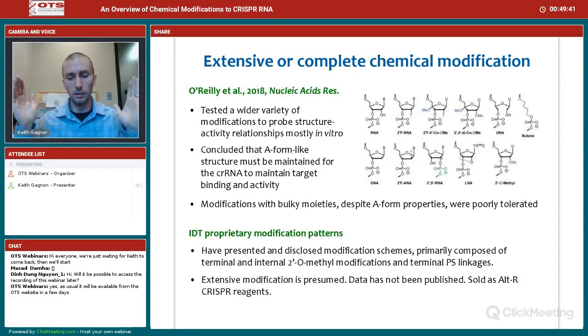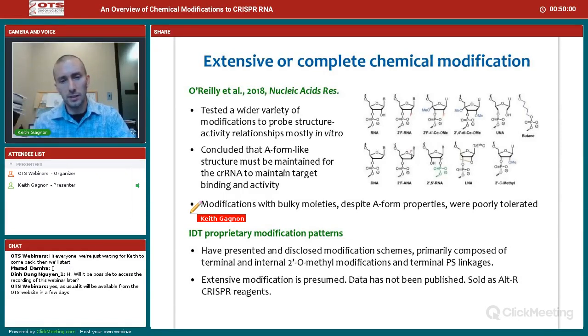You can completely convert the CRISPR RNA to all 2' fluoro, for example, and it gives great activity in vitro. But when you put it inside of cells, the editing is inefficient. So this is an area that still needs some investigation to figure out what's the discrepancy between in vitro and inside of cells.